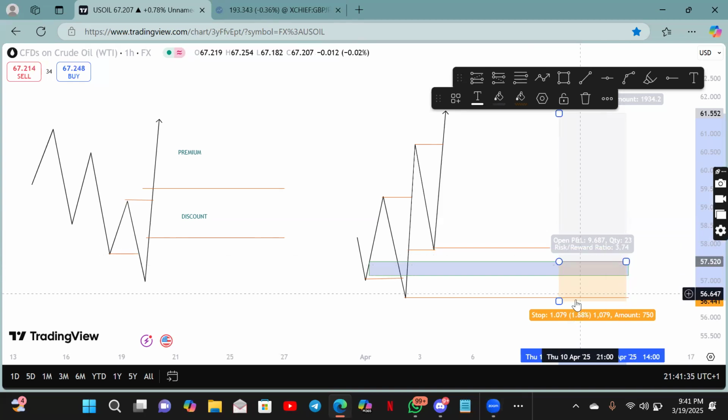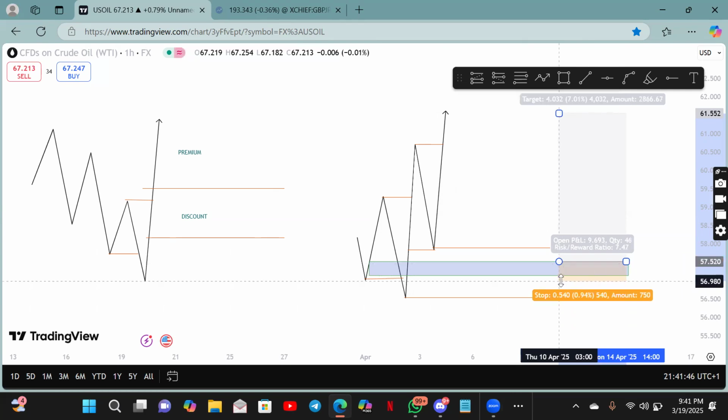1:374. If you want to maximize your profit and you see your change of character happening here, you can enter and put your stop loss below the low of that trade that happened.